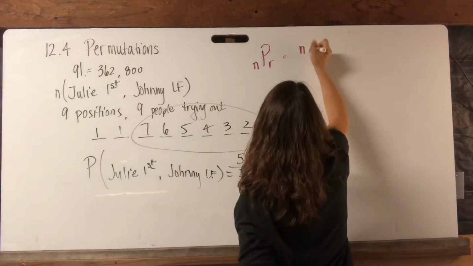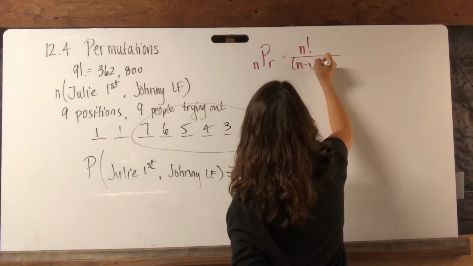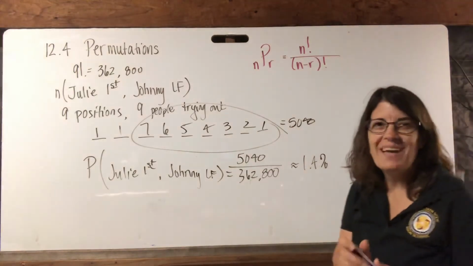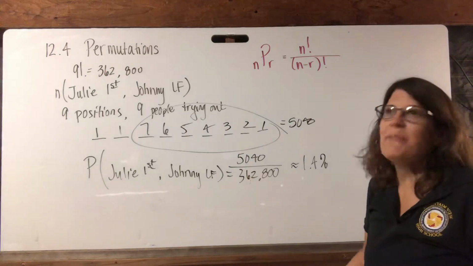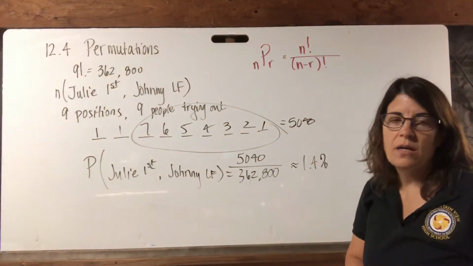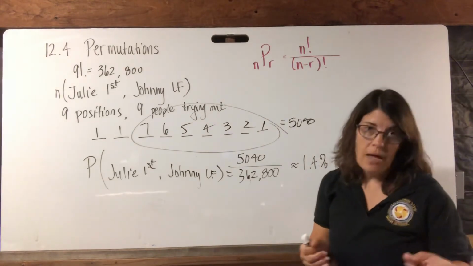And this is n factorial over n minus r factorial. So, wait, Miss Babiak, there's a key in my calculator. Why do I need to know it? Because you should be familiar with the notation. You should be familiar with the notation. And on your calculator, I'll show you another way to do that.